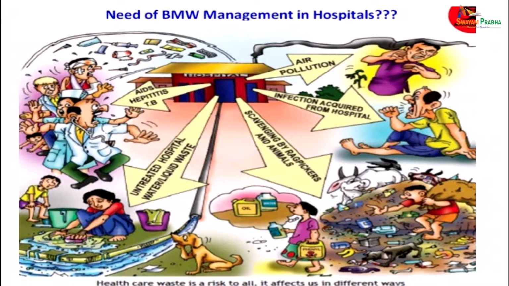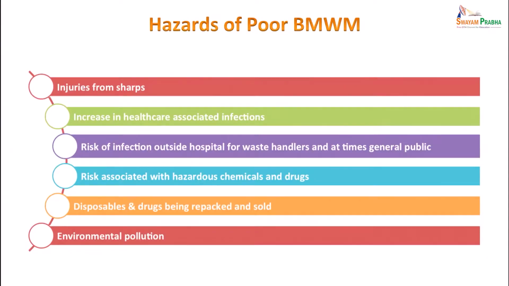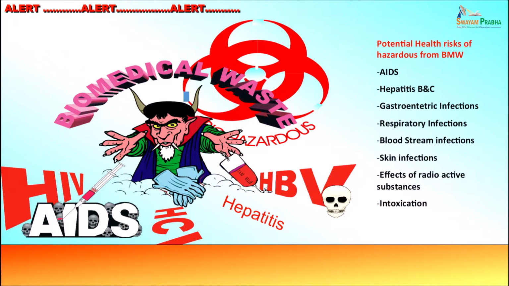Now, you see when the hospital waste comes out, it can lead on to infections in patients, air pollution. If it is untreated and left, it can mix with sewage, with water, cause infections in people around. Then there are people who are doing rag picking, scavenging, animals, they all could get infected. Poor waste management could lead on to injuries from sharps if people are picking it up, increase in healthcare associated infections, risk of infection outside hospitals for waste handlers, general public, risks associated with hazardous chemicals and drugs, disposals and drugs being replaced and sold. It could lead on to environmental pollution.